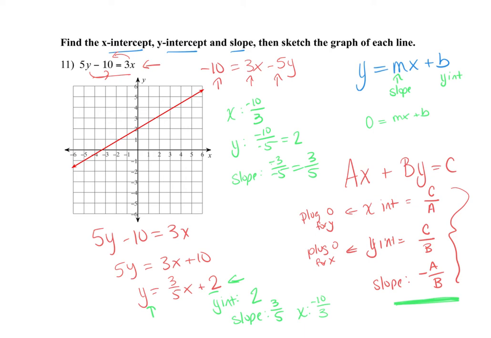You can just put negative 6 as your A and 3 as your B. Your A is always in front of your X. Your B is always in front of your Y. Okay? Questions on that?